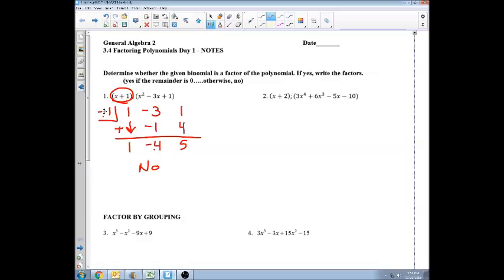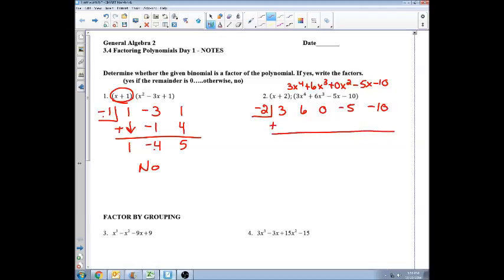Let's look at number 2. Again, we need to set up our synthetic division. So we're going to have -2 in the box. Looking at our polynomial, I need to add a 0 here because I have x to the 4th, x cubed, and I'm missing the x squared term. So we have 3x to the 4th plus 6x to the 3rd plus 0x squared minus 5x minus 10. So I'll have 3, 6, 0, -5, -10.